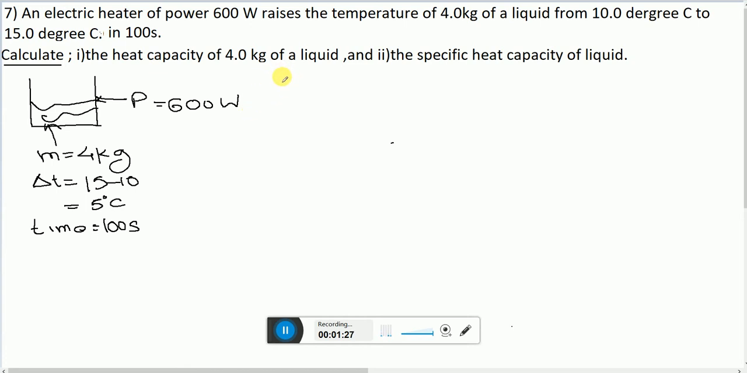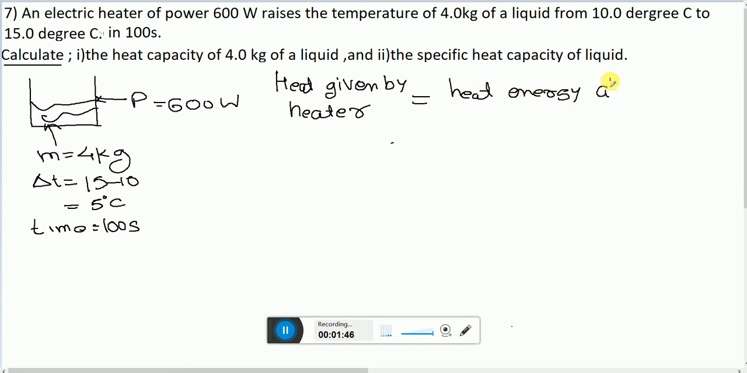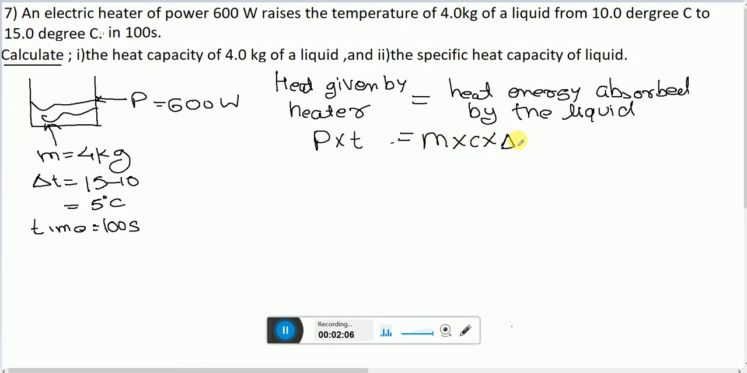Now in this case, by using the principle of calorimetry, heat energy given by the heater will be equal to heat energy absorbed by the liquid. Which means heat energy given by the heater is equal to power into time, and heat energy absorbed by the liquid will be equal to M into C into delta T.